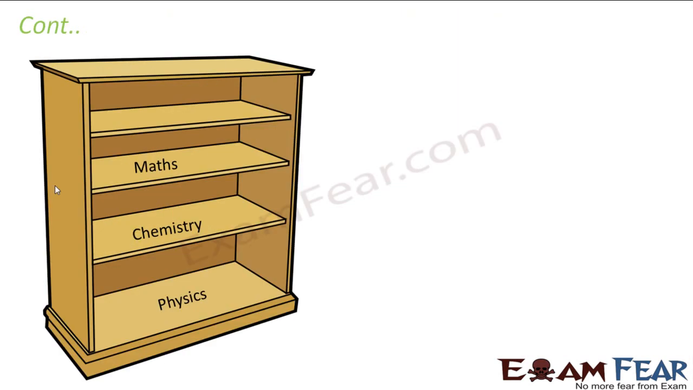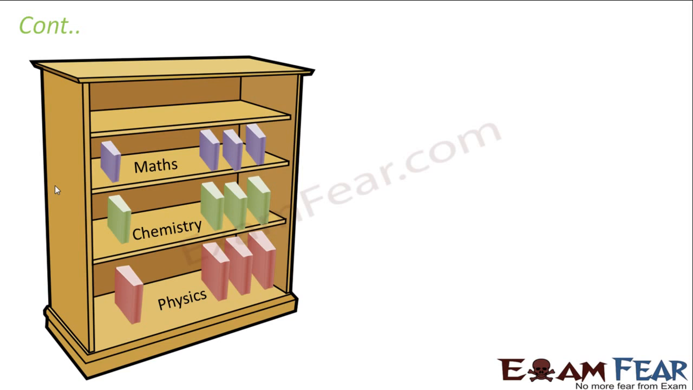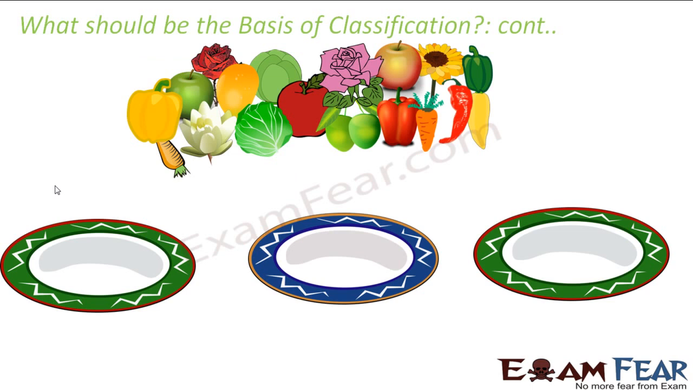Like if you have your study room and you have so many different books, and now you want to classify the books subject wise. You want to keep all the maths books in one rack, the chemistry books in another rack, and the physics books in the third rack. So what do you do? Those which have the same characteristics, all the maths books in one rack, all chemistry in one, all physics in one. So everything which shares the same characteristics will be in the same group.